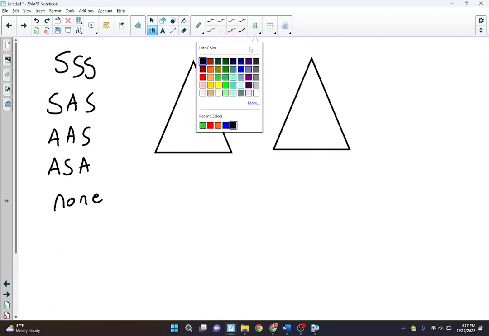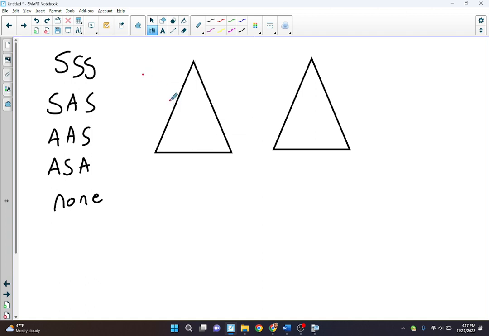So let's say I marked this one, I should do it in black to be consistent. So this is what I'm giving you. I marked this one, I marked this one, and I marked this one. Can I say these triangles are congruent? Yes, by side, angle, side. Good. So for the first part of the question, you're just giving me the naming of it. So this is side, angle, side.